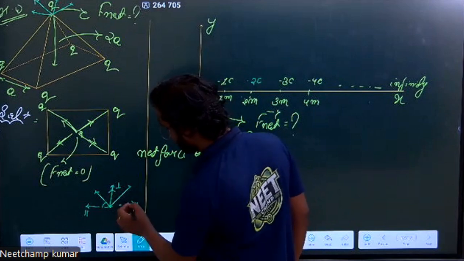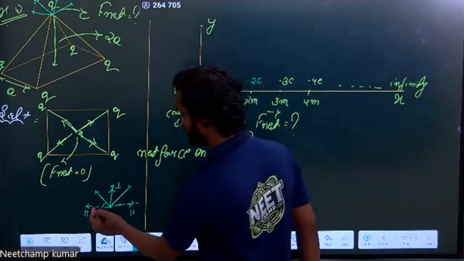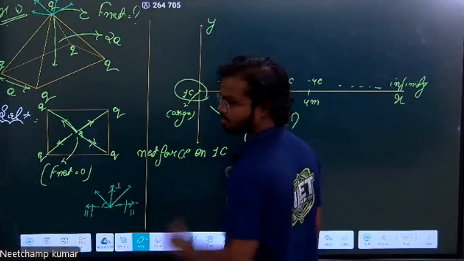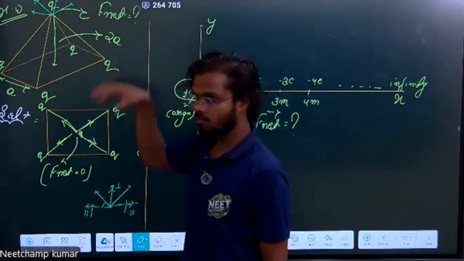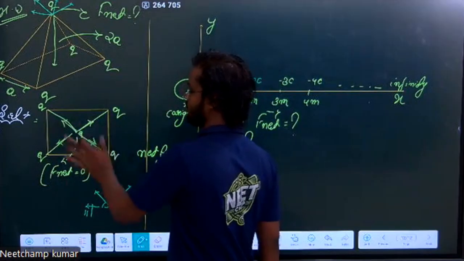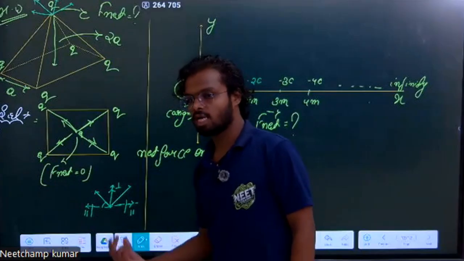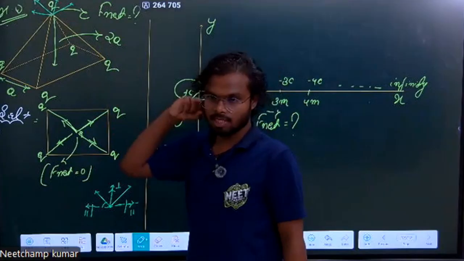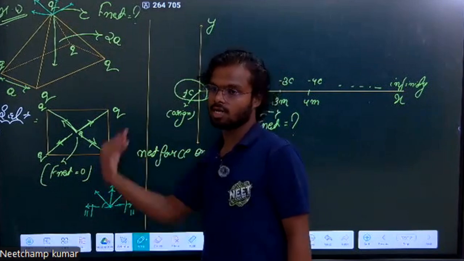If I analyze, I can say that all the horizontal components will be cancelled out with each other. Only the vertical components are getting added. So there will be force in the vertical direction, and no force in the horizontal plane. If we are solving this in the horizontal plane, we get net force equal to 0. But if we analyze in the vertical direction in 3D, we get a force in the upward direction.